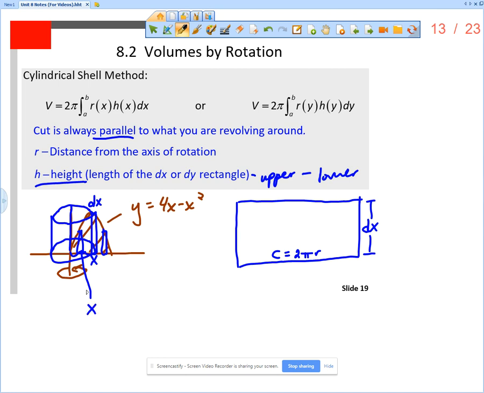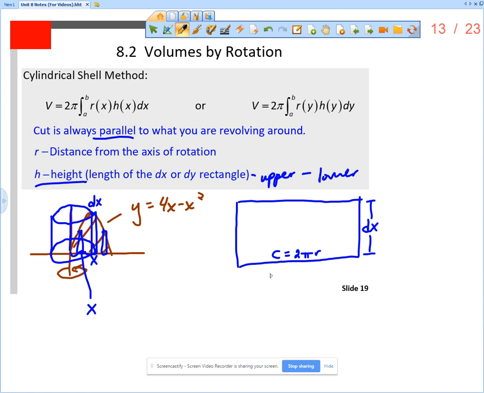Now, the y-axis happens to be the axis of rotation here, and so we would say that that distance is just x. Now, let's say that we weren't going around the y-axis. Let's say we were going around, like, I don't know, x equals -1. Then how far is the dx from there? We would say x minus -1, right? So that is the radius of this cylindrical shell. So that's what's going to go in there. All right, so the distance from the axis of rotation.